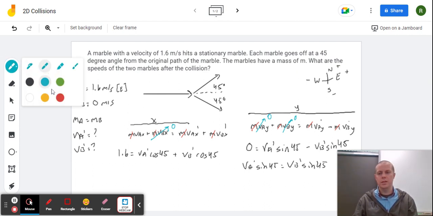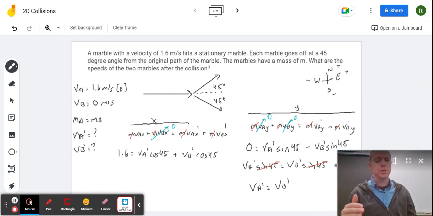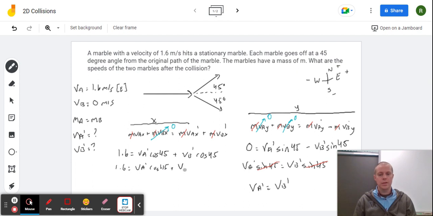We can divide out sine 45, and we're left with VA prime equals VB prime. So because these things are the same mass and they break off at the same angle, we end up finding that they are moving at the same speed afterwards. So now we can take the fact that we know this and put that into the other equation here. So 1.6 equals VA prime cos 45 plus VA prime cos 45.